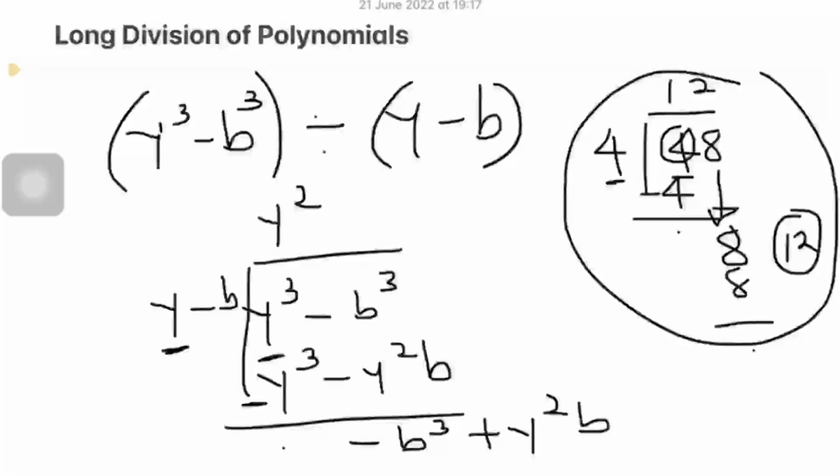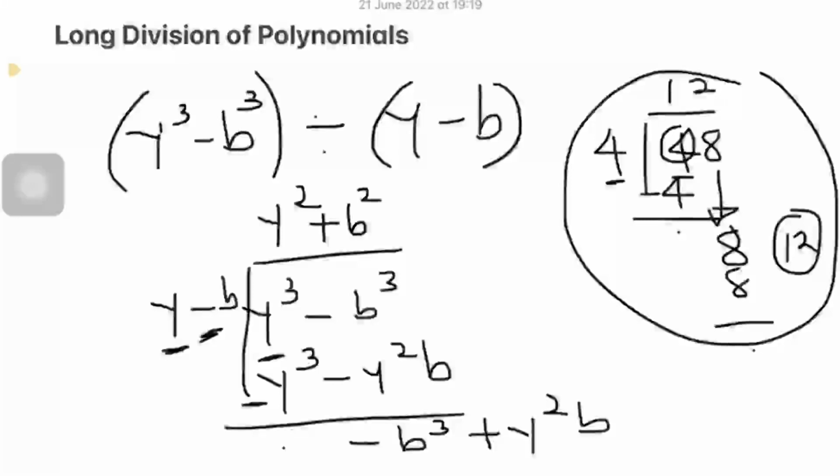So if it's b cubed, then the next question is, what do we multiply this b, which is outside there, the y minus b, with to get the b cubed down here? We have to multiply by b squared, right? Okay, now since we need the minus b cubed, then our b squared should be plus b squared, because we have a negative here, the y minus b.